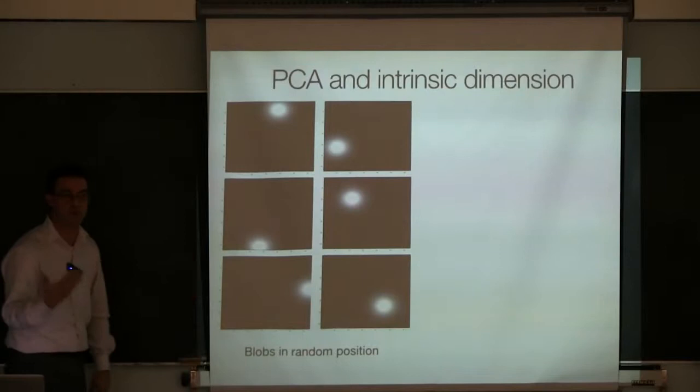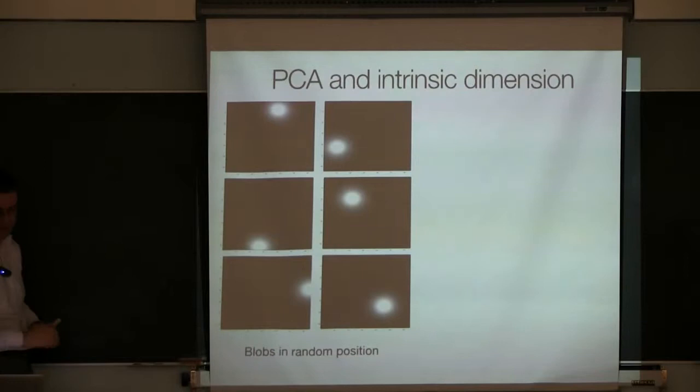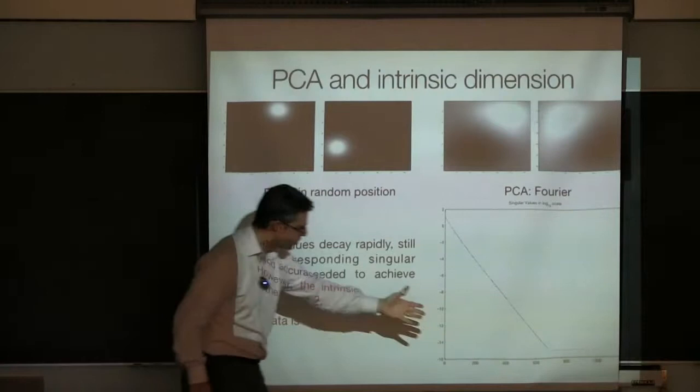So there is a map from 2D, X and Y, to 4,000 dimensions that completely describes the data. So the data is intrinsically two-dimensional. It's a two-dimensional strange manifold in 4,000 dimensions. And still, when we do principal component analysis, 2 does not appear here. I mean, you can zoom in here, I swear. You cannot read the number 2 anywhere.